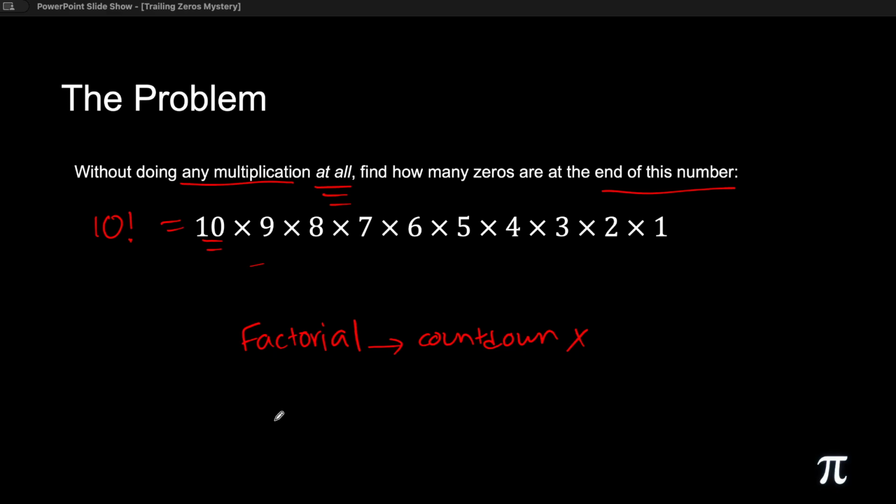So I'll give you the answer for this problem. 10 factorial is equal to 3,628,800. So we see that there are 2 zeros at the end, answering our question. So let's call these zeros at the end trailing zeros.